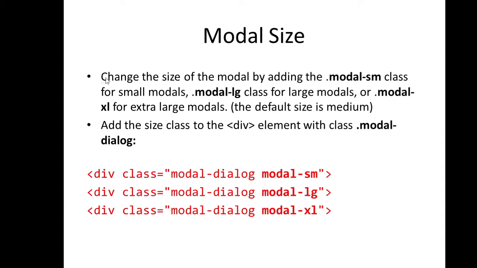Then modal sizes. Change the size of the modal by adding the modal-sm class for small modals, modal-lg for large modals, or modal-xl for extra large modals. The default size is medium. That's why you don't have modal-md here, because if you don't specify anything, the size is medium. Add the size class to the div element with the class modal-dialog. So modal-dialog, and then you add the size: either modal-sm, modal-lg for large, or modal-xl for extra large dialog. So these are examples.